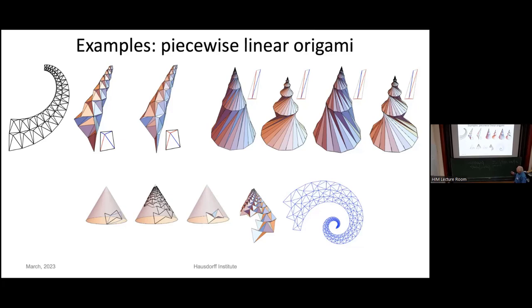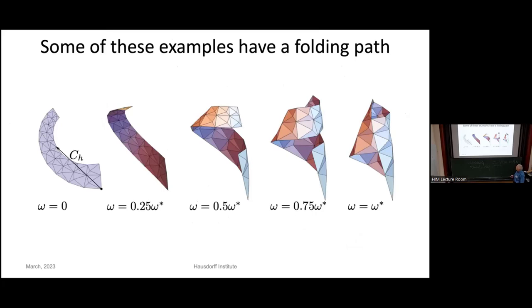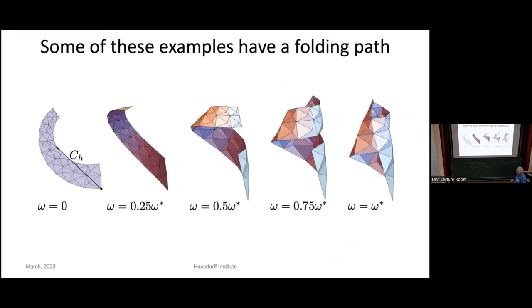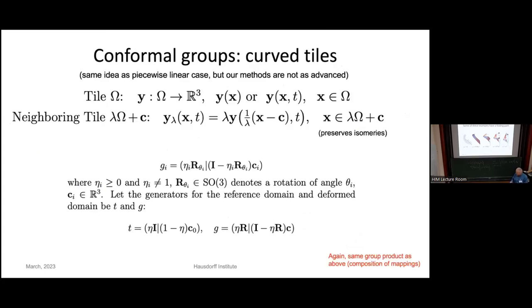And here's another example. You can see the unit cell here is not this simple Miura-ori pattern. This is a different pattern with a six-sided unit cell. This is a famous pattern. It's called the water bomb pattern. At least some of these examples have a folding path, allowing you to go from the flat state continuously and fold. Okay, so that's the case with piecewise linear, and now we can try to do the case with curved tiles.